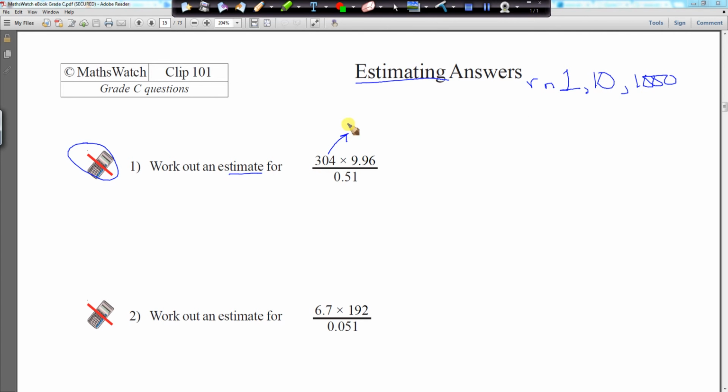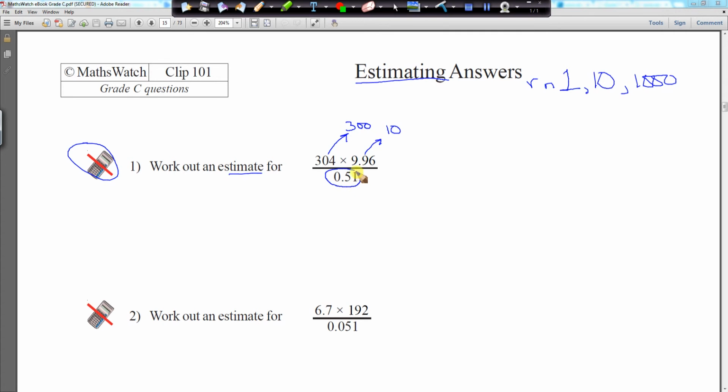So 304, I'm going to round this one to the nearest 100. So 304 to the nearest 100 is 300. Okay, so 304 is closer to 300 than to 400. Now let's look at 9.96. If I round that off to the nearest 10 or even the nearest whole number, I get myself a nice, lovely 10.